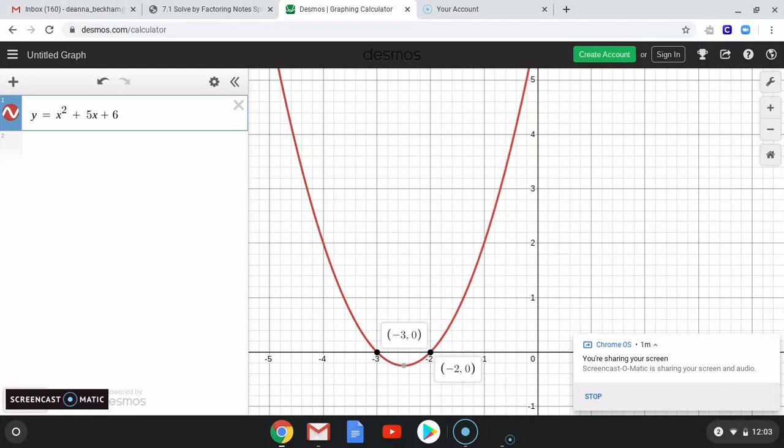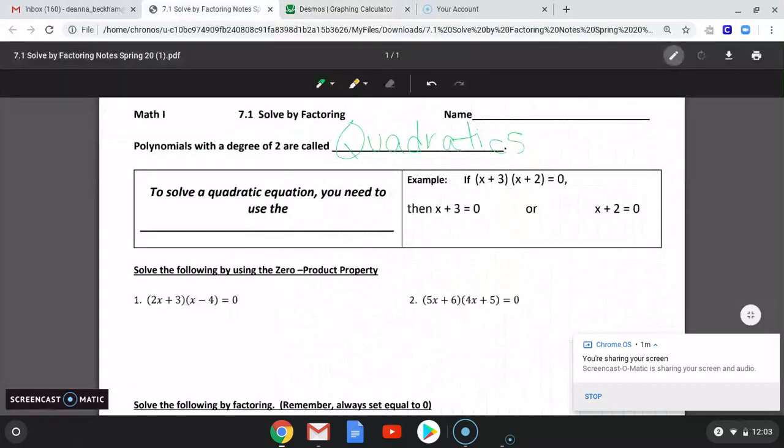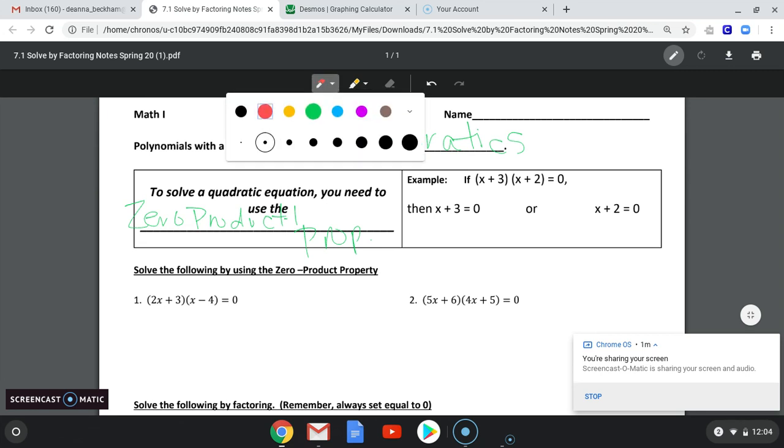So we're going to use something called the zero product property. We're going to be looking for where our quadratic graph touches the x-axis. To begin with this, we're going to use something called the zero product property. Okay, what does that mean? That means we're going to take each one of our factors and we're going to set it equal to 0.